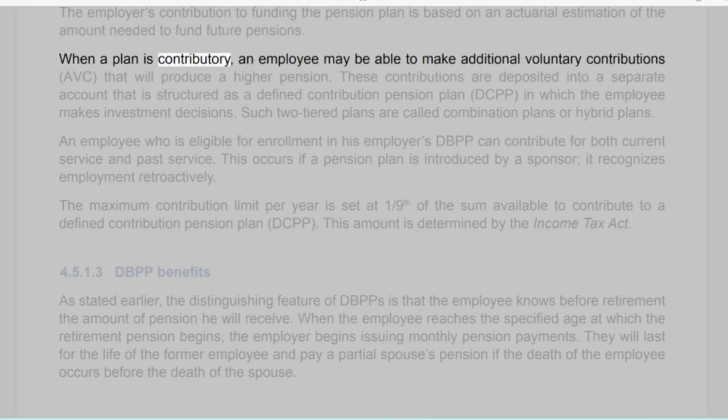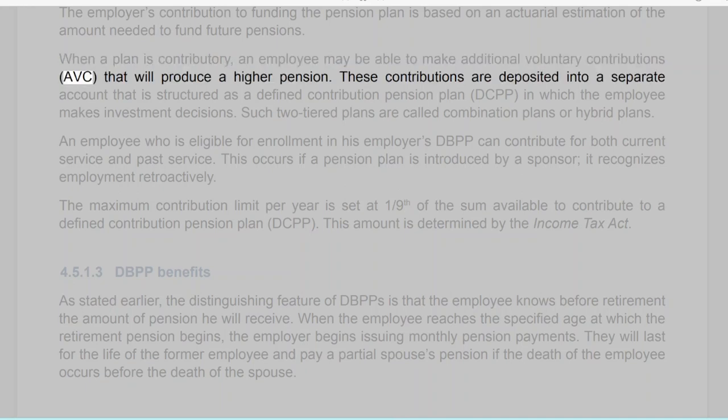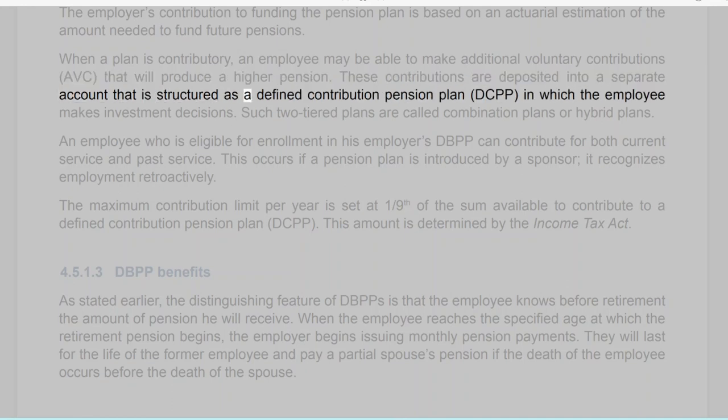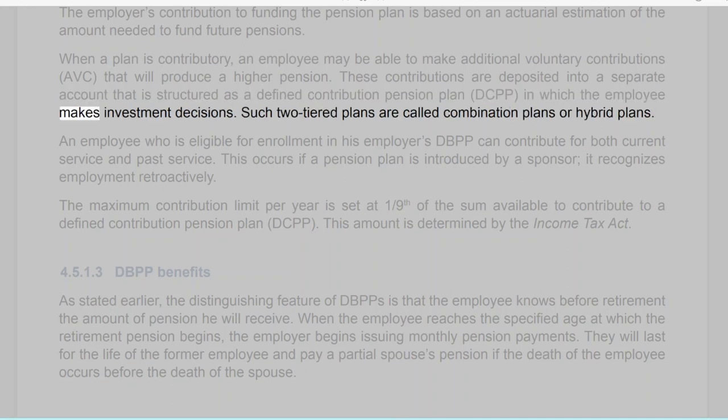When a plan is contributory, an employee may be able to make additional voluntary contributions, AVC, that will produce a higher pension. These contributions are deposited into a separate account that is structured as a defined contribution pension plan, DCPP, in which the employee makes investment decisions. Such two-tiered plans are called combination plans or hybrid plans.